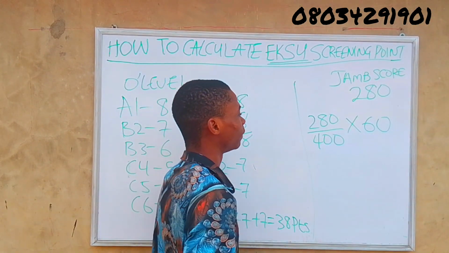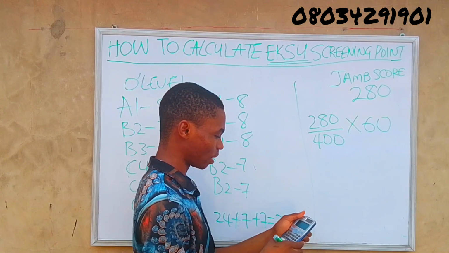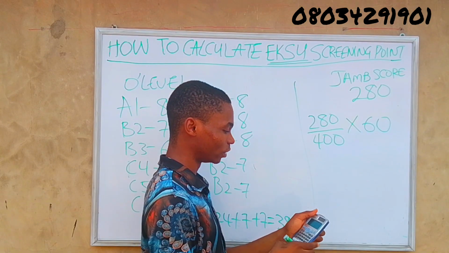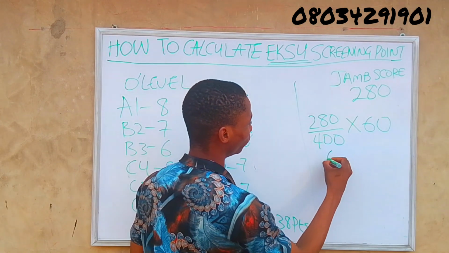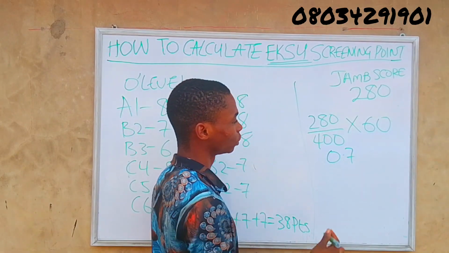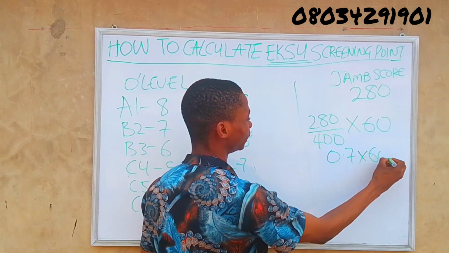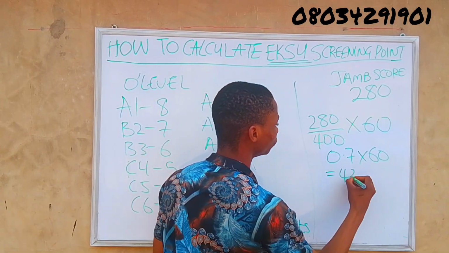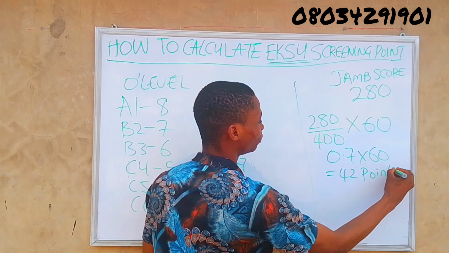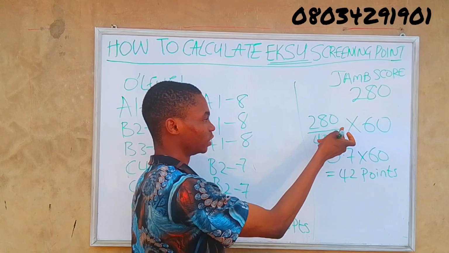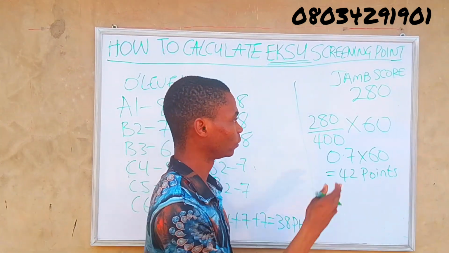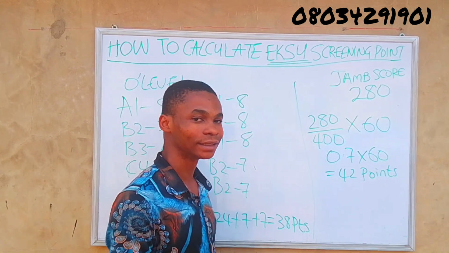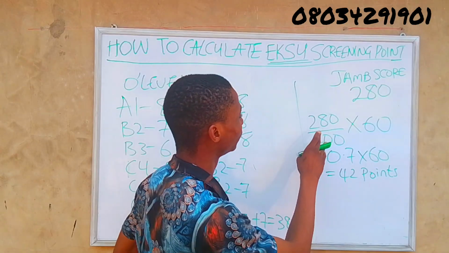So 280 divided by 400, let's press our calculator. 280 divided by 400 will give us 0.7. So 0.7 multiplied by 60 will give us 42 points. Assuming you have 250, just divide 250 by 400 and multiply it by 60. Don't forget to multiply it by 60.